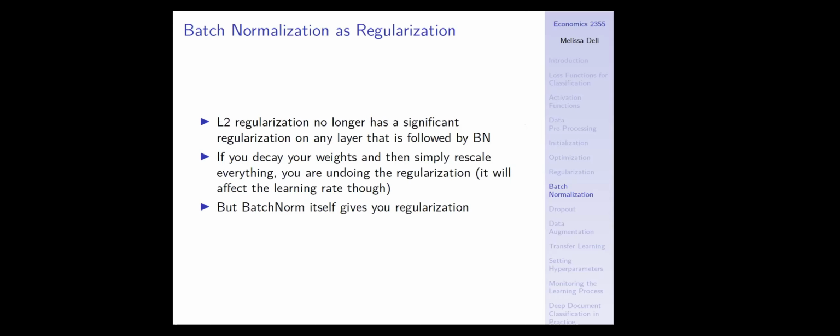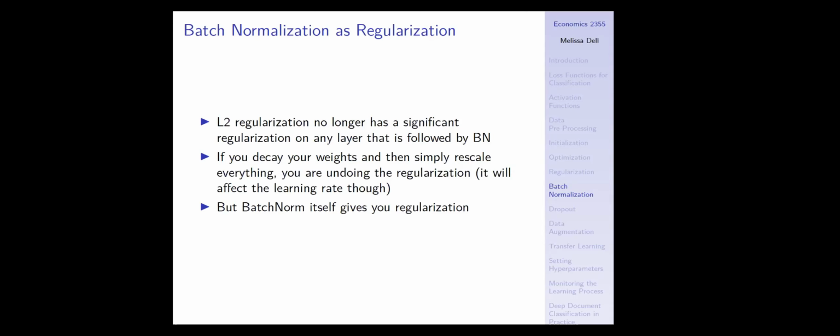L2 regularization, which we just talked about, no longer has a significant regularizing effect on any layer that is followed by batch normalization. If you stop and think about it, what L2 regularization is doing is making you decay your weights, and then you're just rescaling everything, so you're undoing that regularization. But of course, you might still want to use L2 regularization. You might have some other non-conv layers, and it affects your learning rate.